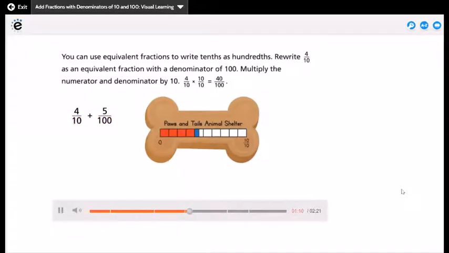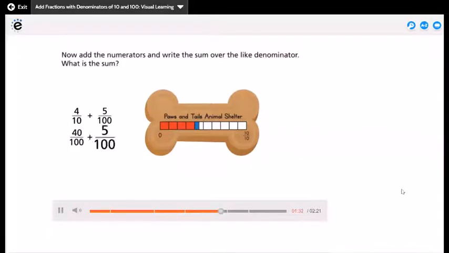You can use equivalent fractions to write tenths as hundredths. Rewrite 4/10ths as an equivalent fraction with a denominator of 100. Multiply the numerator and denominator by 10. 4/10ths times 10/10ths equals 40/100ths. Now add the numerators and write the sum over the like denominator. What is the sum?